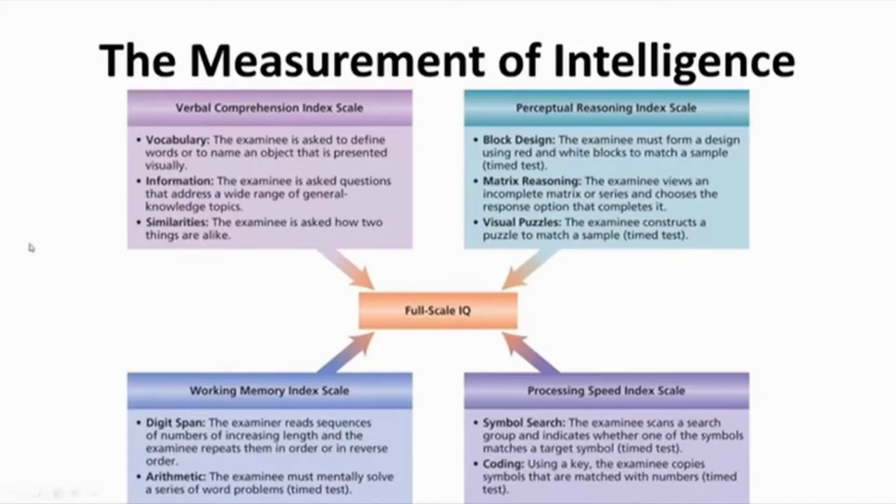And so these tests consist of 4 different scales. One is a verbal comprehension index scale here in the top left. There's also a perceptual reasoning index scale, a working memory index scale, and processing speed index scale. These 4 indexes can all be combined to give a more complete, full-scale measure of IQ.